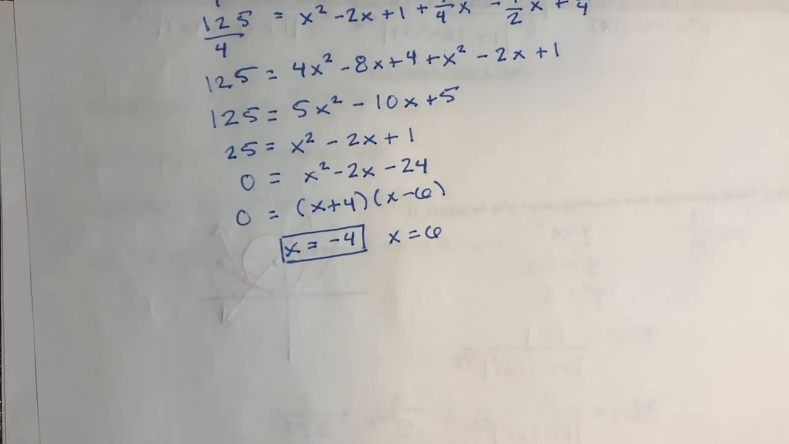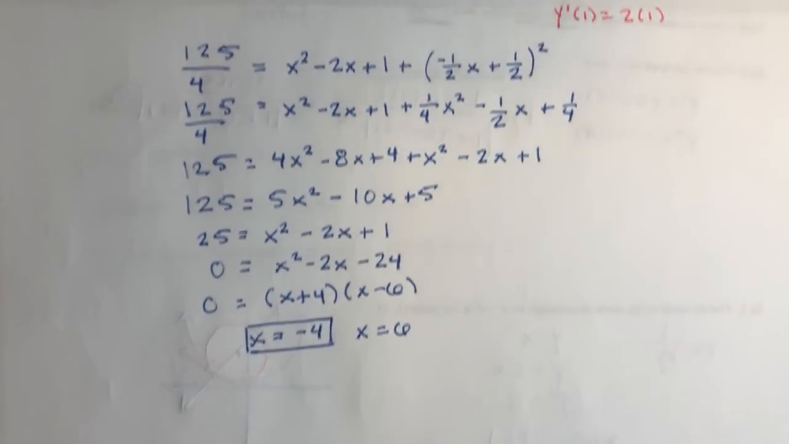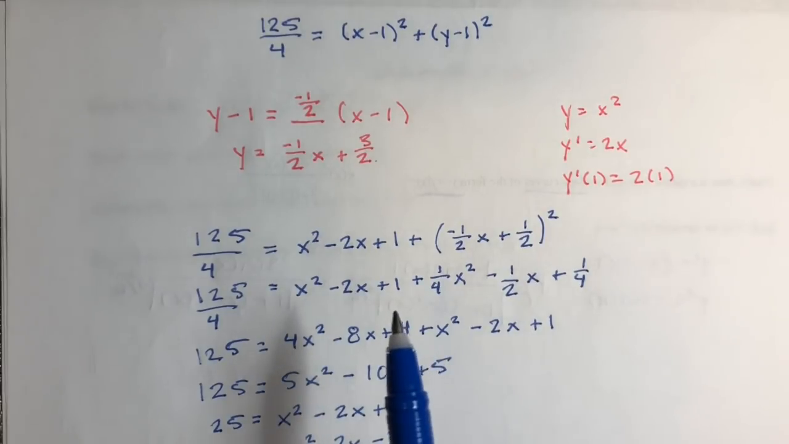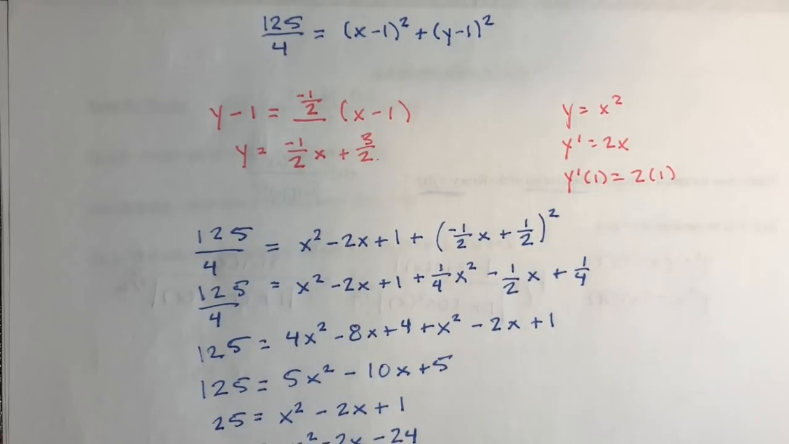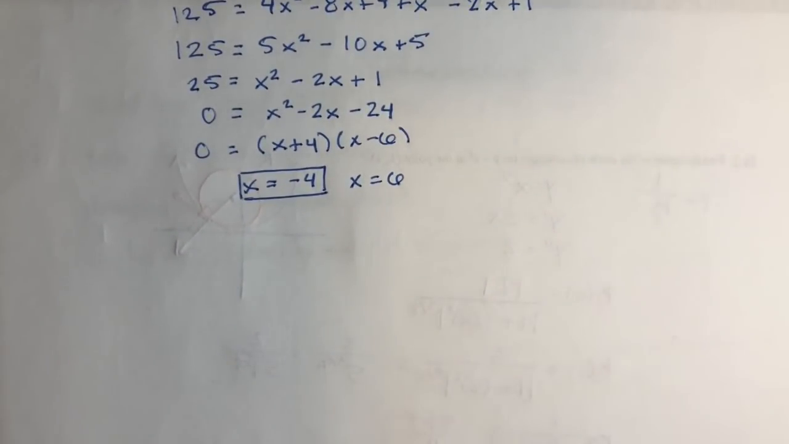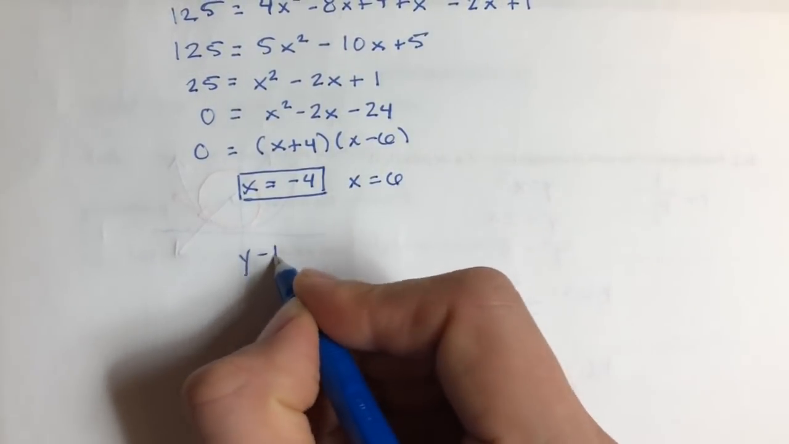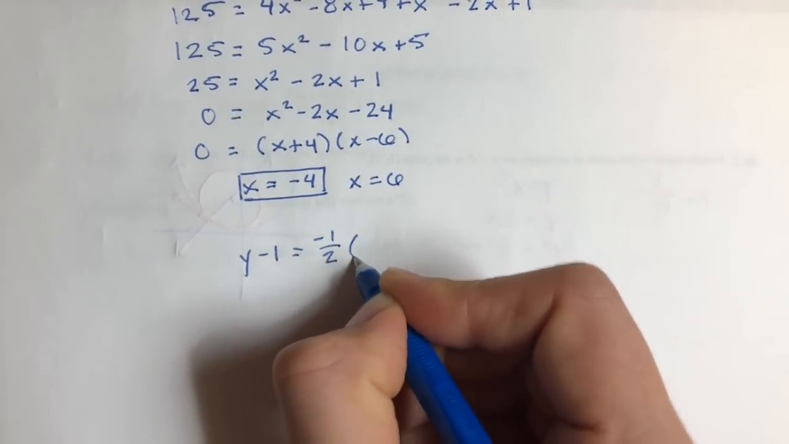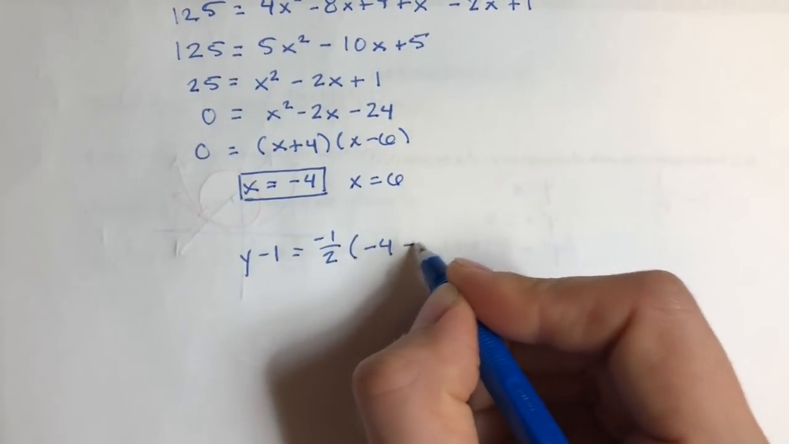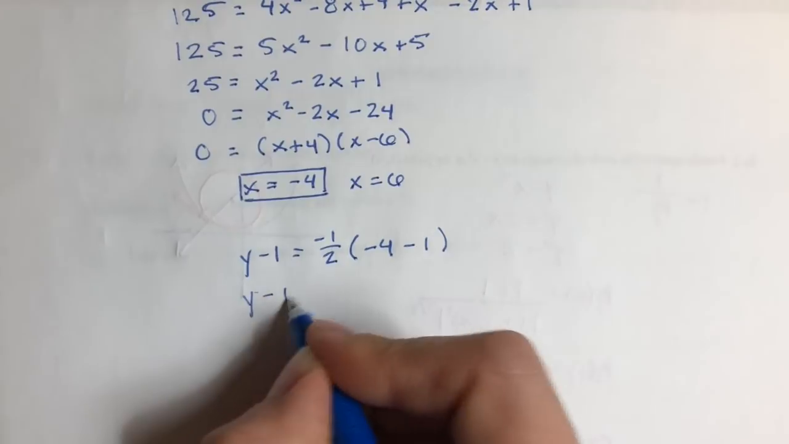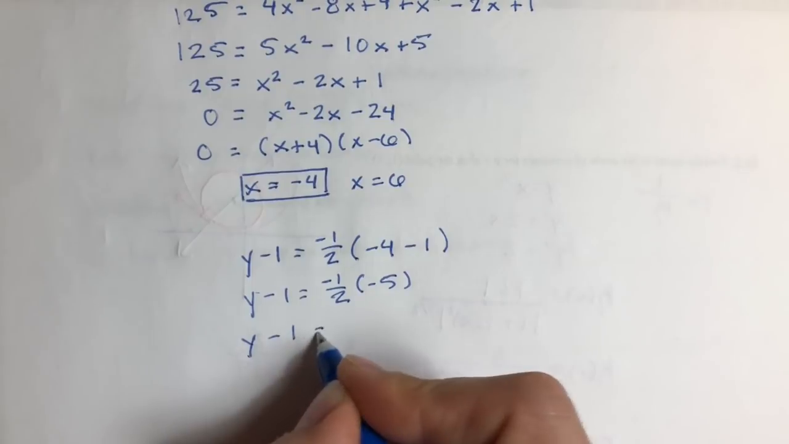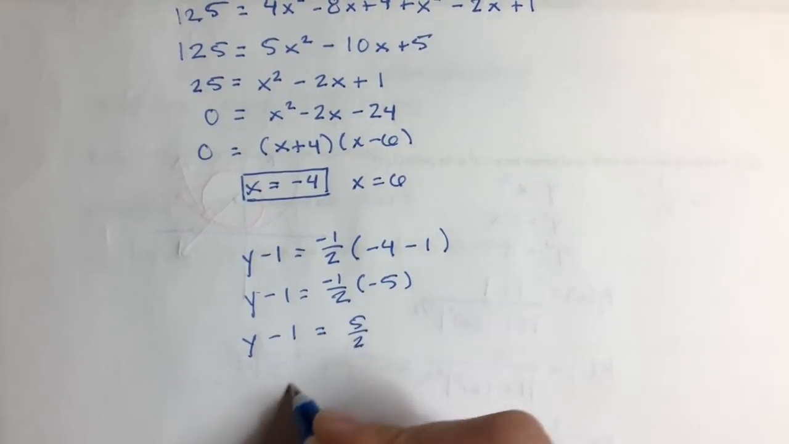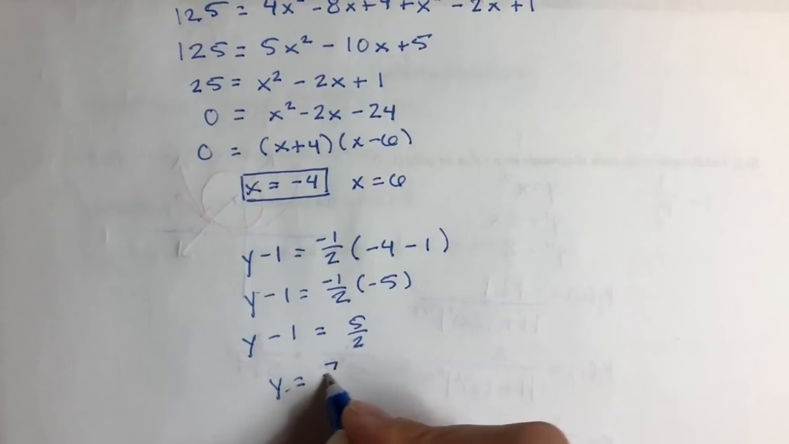So that is our x value. Now we need to find our y value. We're so close, guys. I can choose to plug this back into one of my equations. I think this one might be a little nicer. I am going to use my point slope equation. y minus 1 equals -1/2 times, now I know, -4 minus 1. y minus 1 equals -1/2 times -5. So I've got 5/2 plus 1, which is 7/2.